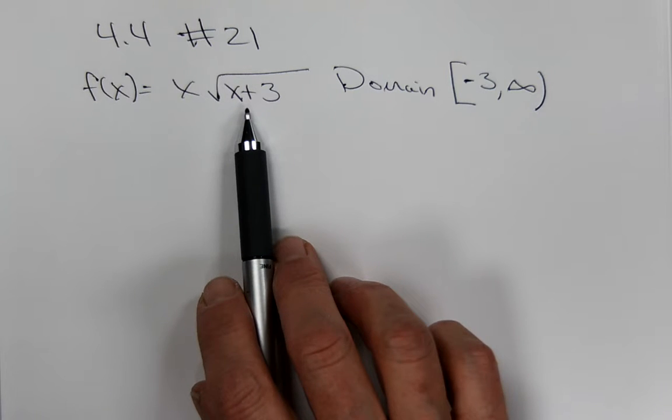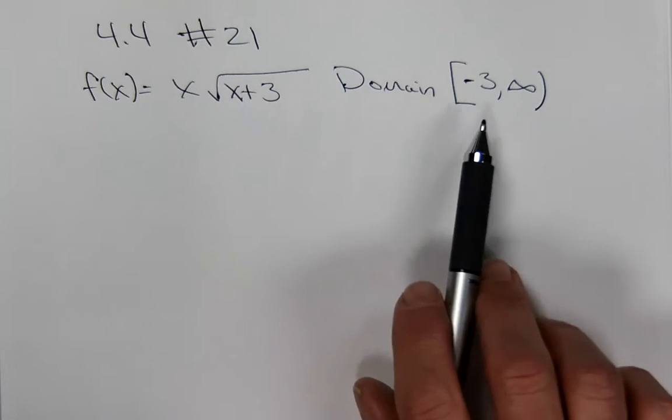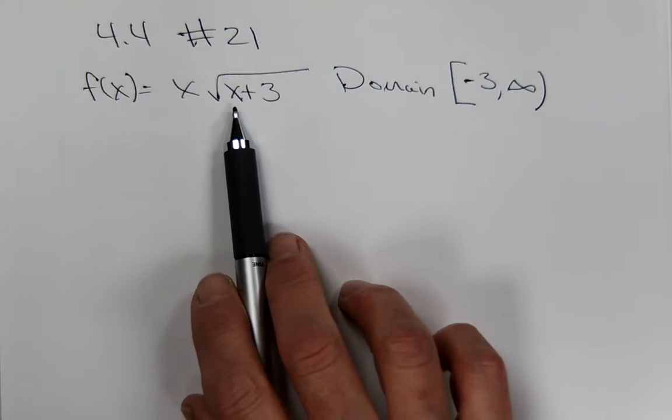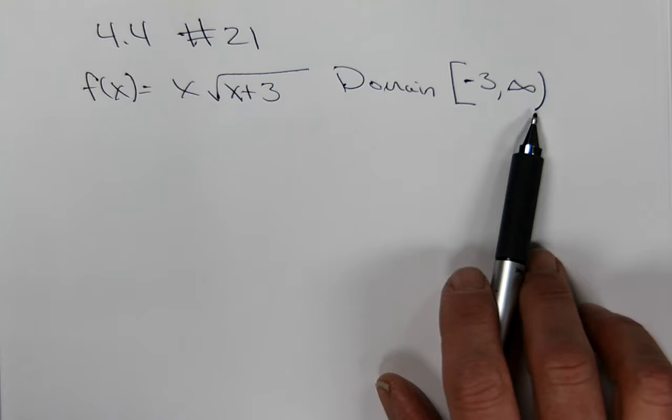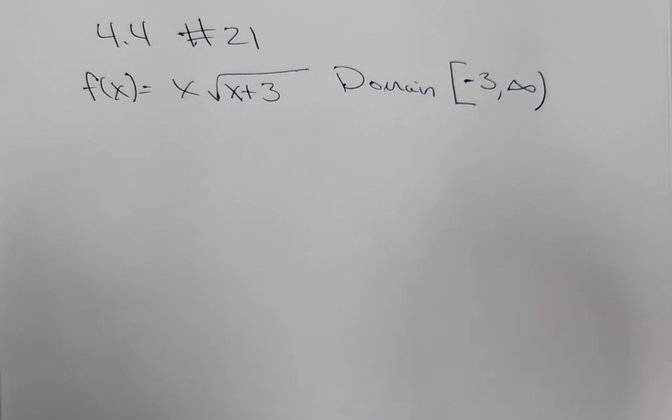Here, our domain, because of the radical, is x greater than or equal to -3. That's the lowest value we can use because then we'd have the square root of 0, all the way to infinity. So we'll have to keep that in mind, that any of our answers that are outside of the domain don't work, and so we don't use them.